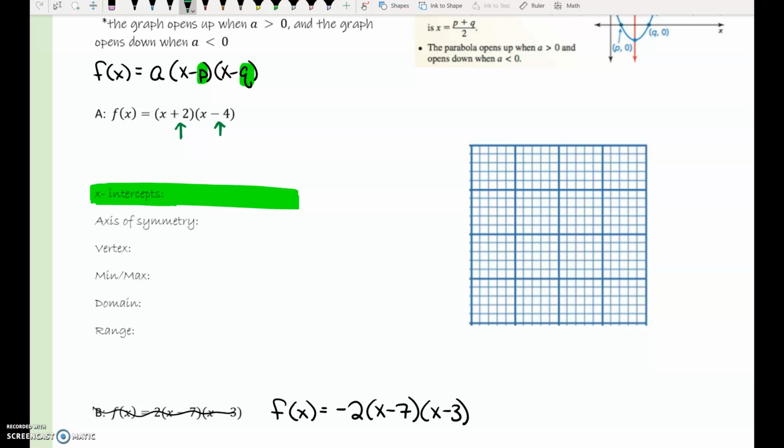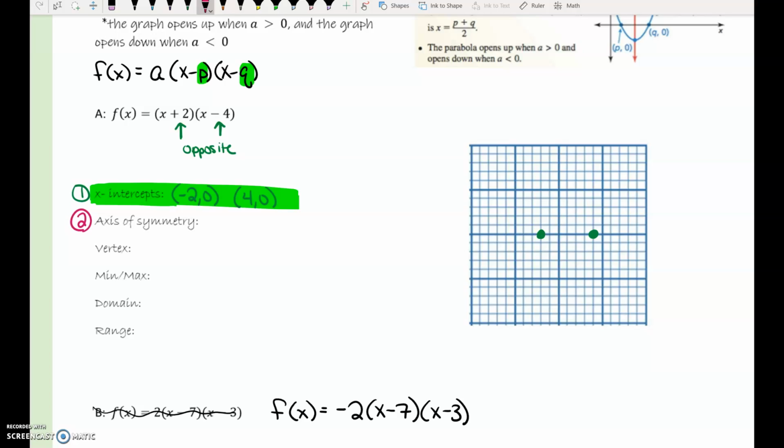-2 and +4. And I'm going to write them as ordered pairs. So (-2, 0) and (4, 0). You take the opposite of those numbers, and those are your x-intercepts. So on my graph, I'll put an x-intercept at -2 and an x-intercept at +4. Okay, so we'll call that step 1. Get your x-intercepts from the equation.